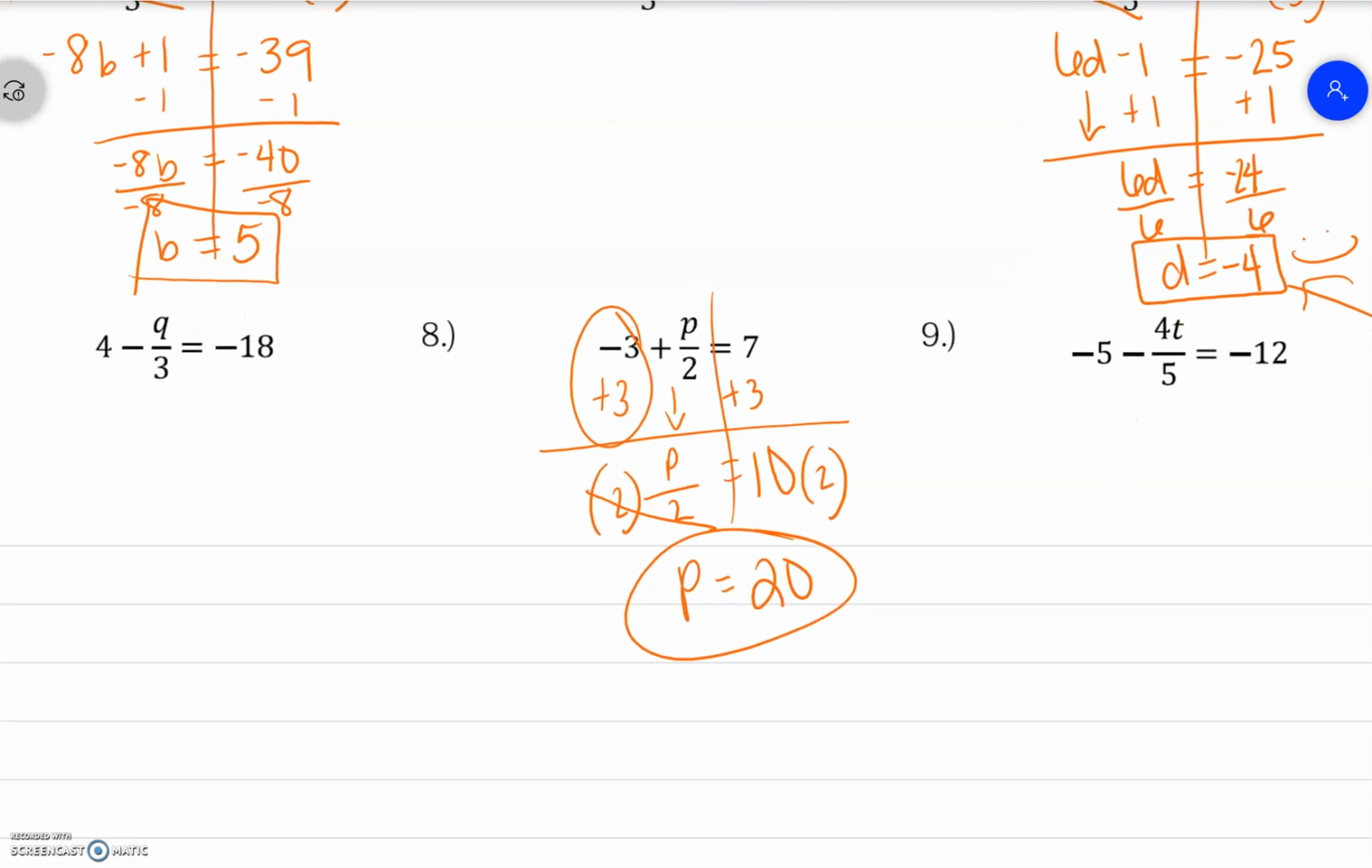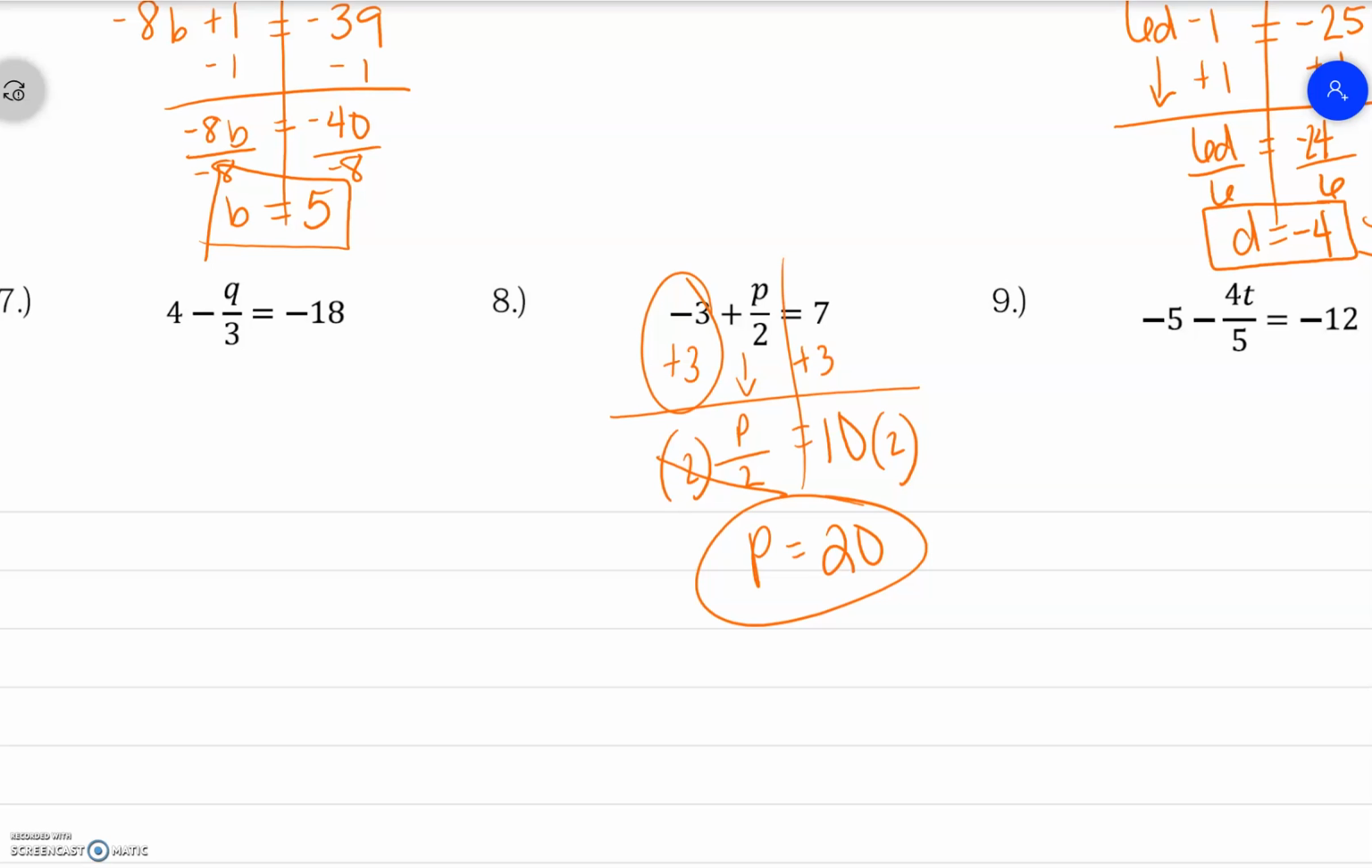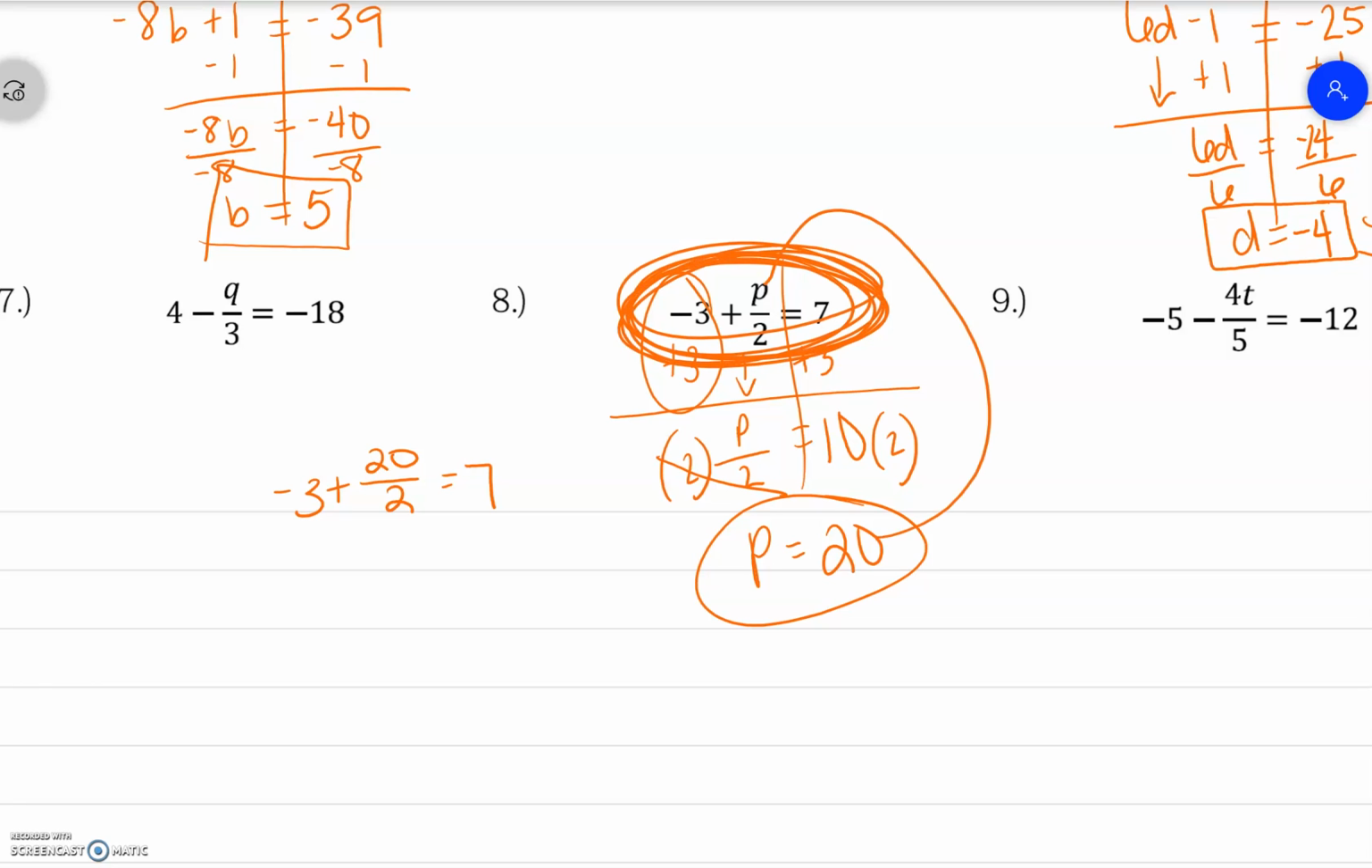And again, we should never get an answer wrong because we can always check. So we think p equals 20. Let's see if p actually does equal 20. -3 plus 20 over 2 equals 7. And again, I'm getting that from here. Substituting that in.